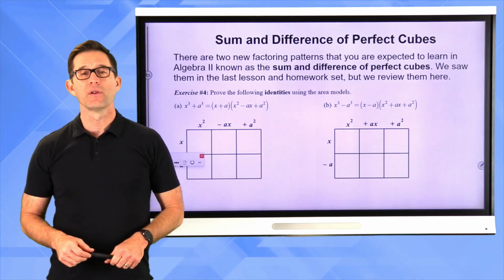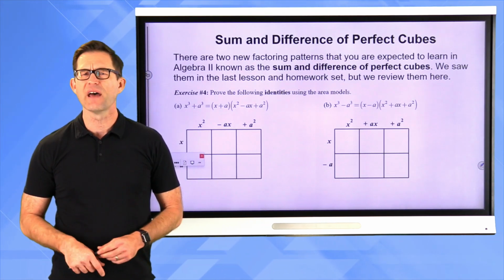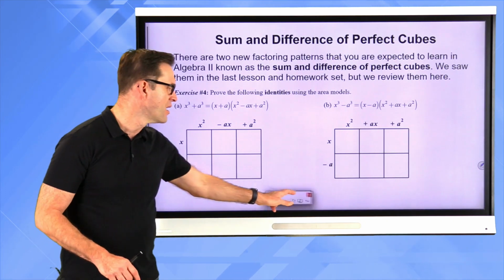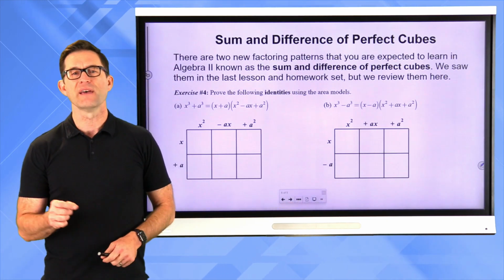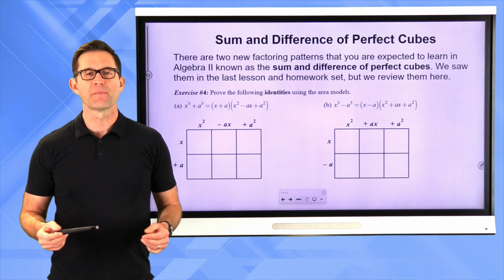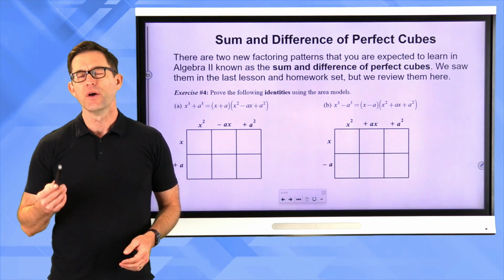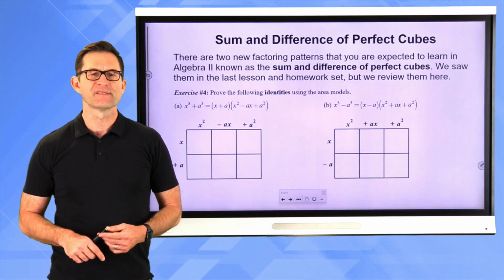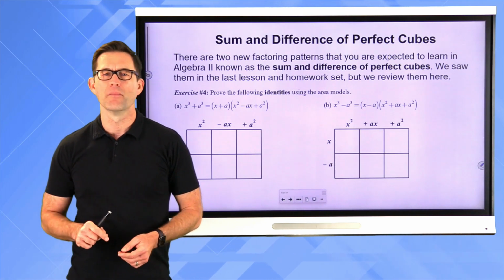Now what we're going to do is look at the last type of factoring, and this is definitely the most complex of all types of factoring because it relies on two formulas that we looked at very recently. There are two new factoring patterns that you're expected to learn in Algebra 2, known as the sum and difference of perfect cubes. We saw them in the last lesson and homework set, but we're going to review them right now.